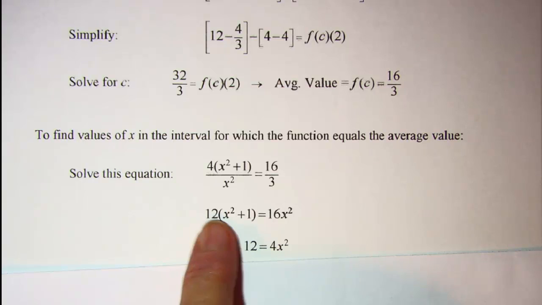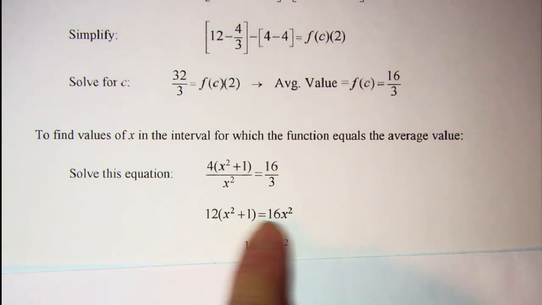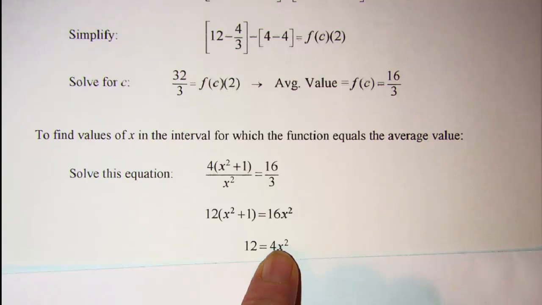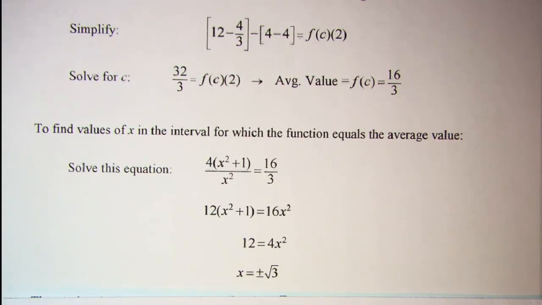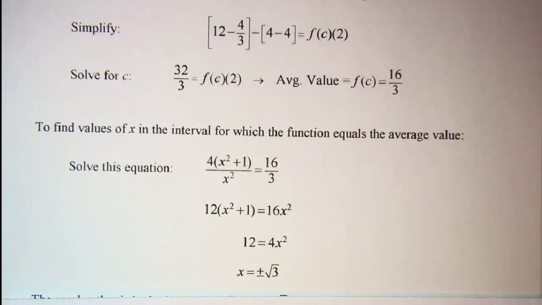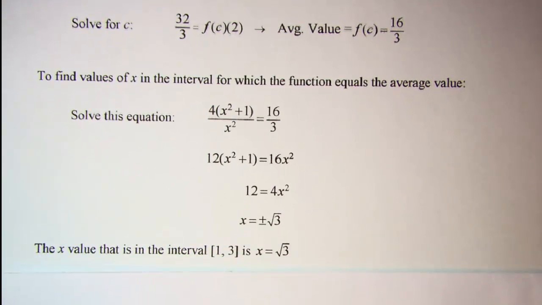Solving now, this is 12x squared, subtract 12x squared from both sides and we get 4x squared, and then 12 times 1 is 12. Divide by 4 on both sides and square root it, and we get x is equal to plus or minus square root of 3. Now they want us to find the values of x that are in the interval. Remember, our interval was from 1 to 3. So the answer for that problem is the x value that's in the interval from 1 to 3 is x equals the square root of 3.